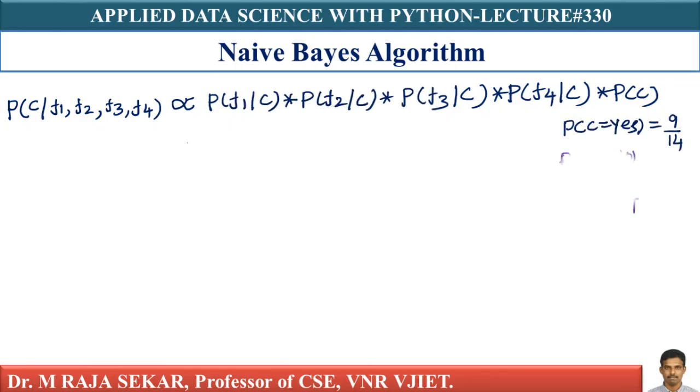in which I already calculated probability of C equal to yes and probability of C equal to no. Now I must calculate probability of F1 given C, probability of F2 given C, probability of F3 given C, probability of F4 given C.